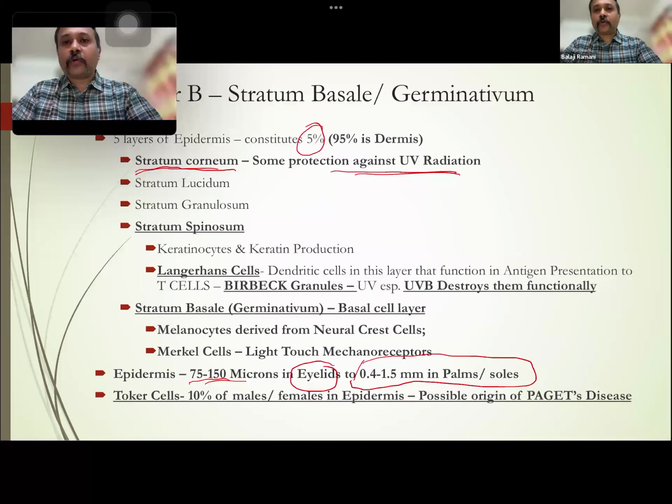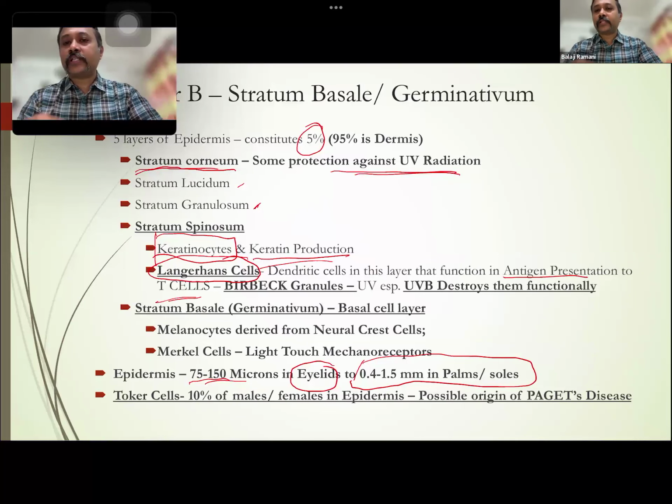The stratum corneum, the keratin layer, protects against UV rays. Then you have the lucidum, which is a clear cell layer. Then you have the stratum granulosum, stratum spinosum. This is the layer where you actually have the keratinocytes and the production of keratin that takes place. It also contains the antigen presenting cells, which are known as the Langerhans cells. So they present the antigens to the T cells, and they will have the big granules. The importance is these Langerhans cells are destroyed by our UVB radiation, and that is the reason that our skin cells become sensitive to various kinds of cancers.